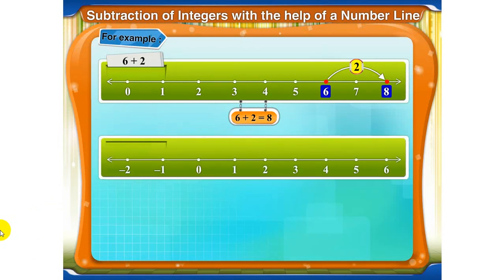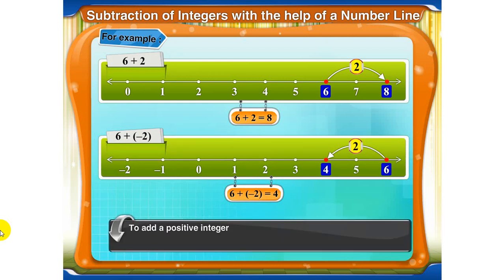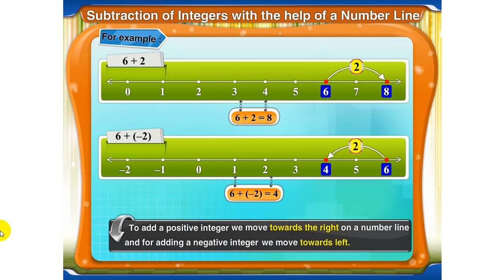We also saw that to add 6 and minus 2 on a number line, we can start from 6 and then move 2 steps to the left of 6. We reach at 4. So, we have 6 plus minus 2 is equal to 4. Thus, we find that to add a positive integer, we move towards the right of a number line, and for adding a negative integer, we move towards left.